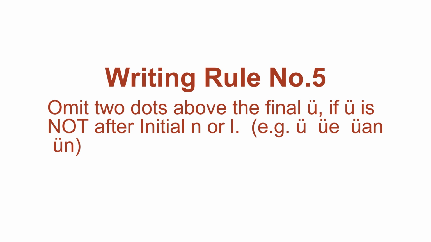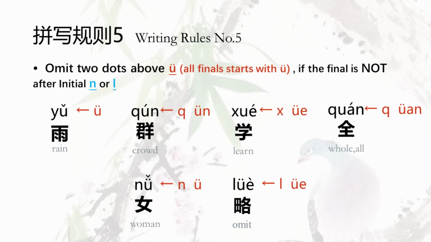Writing rule number 5. Omit two dots above the final Ü, if Ü is not after initial N or L, and that means all finals starting with Ü. This is a rule I would want you to remember because otherwise you may misread U as Ü, and that would be wrong pronunciation.